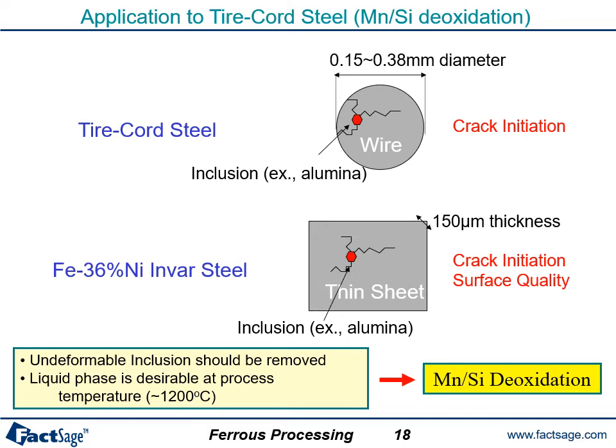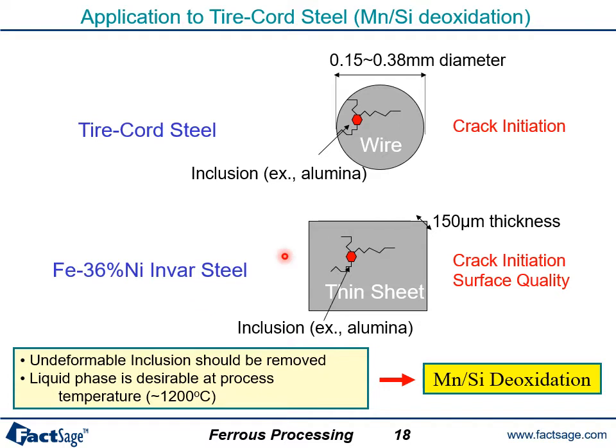Now, this example is for the inclusion which is formed during the MnSi deoxidation process. Most of the time, we are adding aluminum to remove the oxygen in the steel, and then you can produce the Al2O3 alumina inclusion. Sometimes this kind of alumina inclusion is very bad for the steel quality, especially, as you can see here, for the tire cord steel or very thin inbar steel.